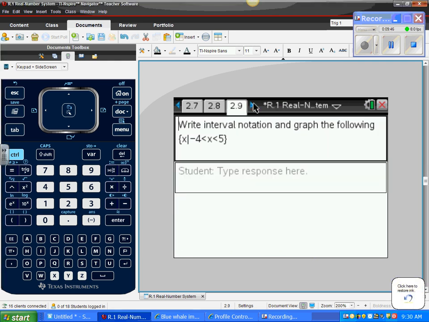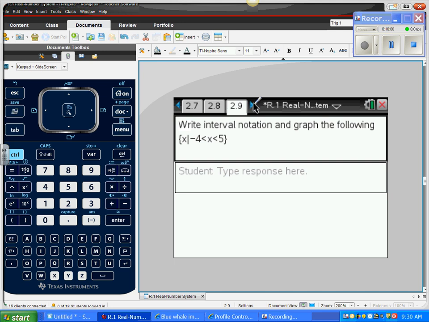Okay, moving on. We're going to write the interval notation and graph the following. So we have -4 is less than x is less than 5. So in interval notation, we are going to use our open brackets. So this will be written as (-4, 5), and they're both having open brackets because we're not including the values of -4 and 5 on our number line.